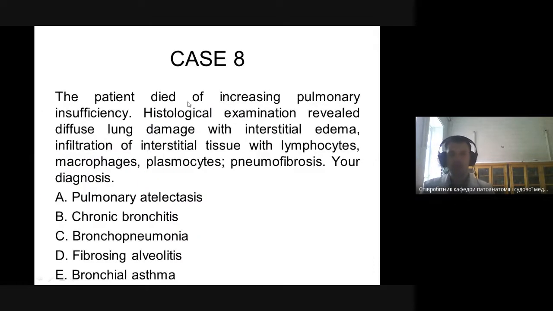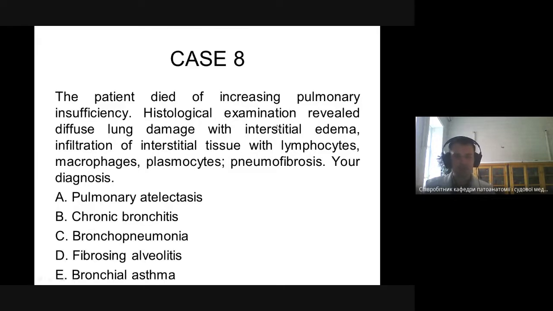What you have to remember is the patient died of increasing pulmonary insufficiency, histological examination revealed diffuse lung damage with interstitial edema, infiltration of interstitial tissue with lymphocytes, macrophages, plasma cells, pneumofibrosis. Your diagnosis, pulmonary atelectasis? No. Atelectasis is just a kind of condition, yeah. So it's not the disease.